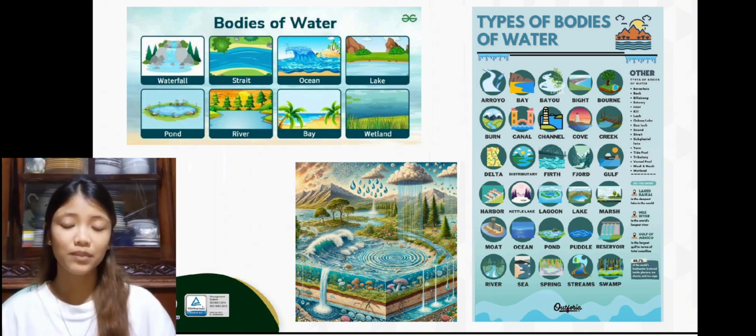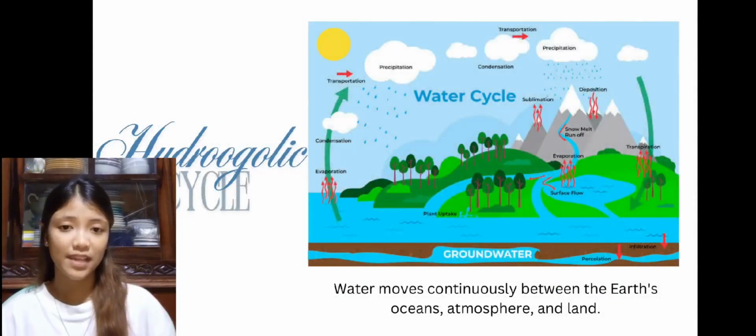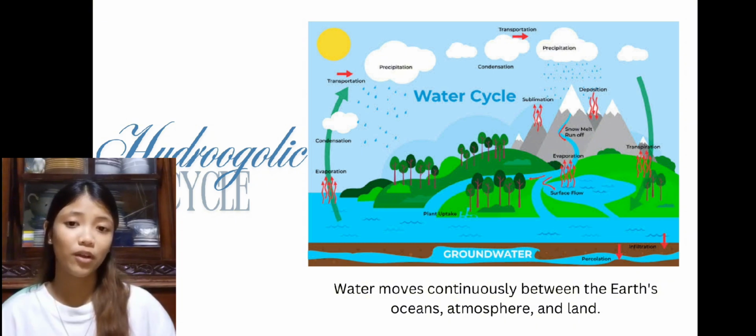Now let us come to the water cycle. This image is a visual presentation of the water cycle, also known as the hydrologic cycle. It illustrates the continuous movement of water on, above, and below the surface of the earth. Imagine water constantly moving around our earth. That's the water cycle. It has no start or end, just a continuous loop.